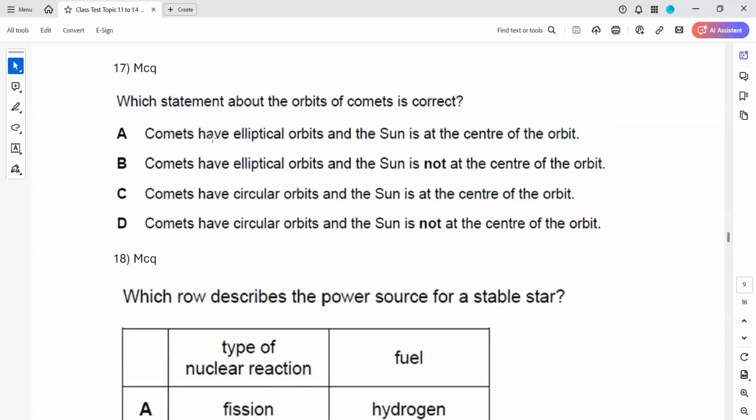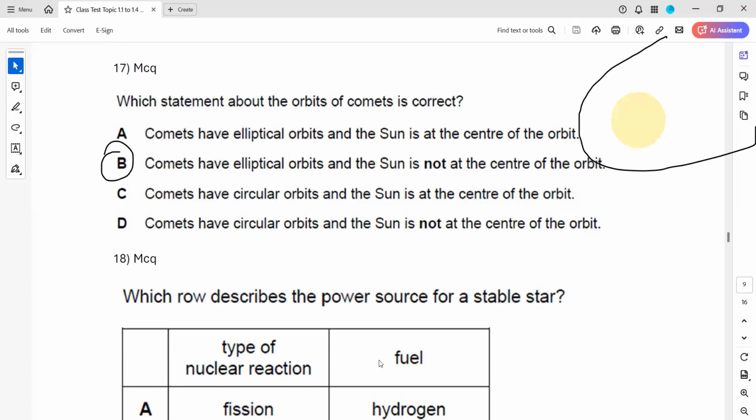Which statement about the orbits of the comet is correct? Comets have an elliptical orbit. Like this is representing the sun and we compare the orbit of the comet. So that is elliptical, and the sun is not the center of this elliptical orbit. So it has an elliptical orbit and the sun is not at the center.